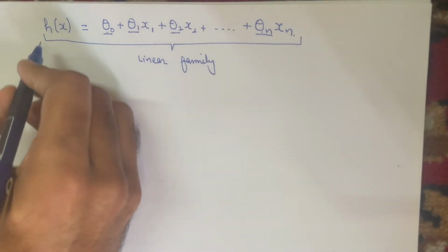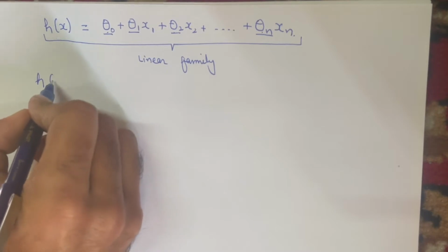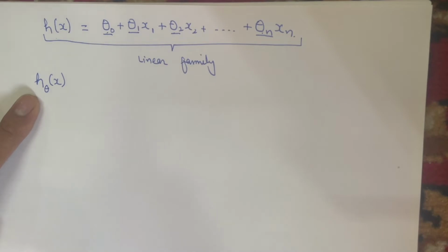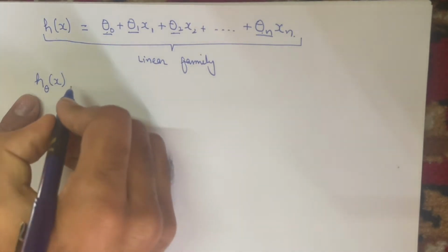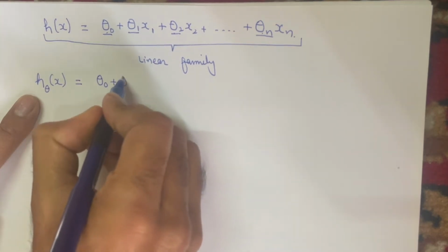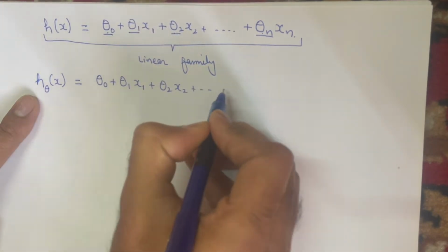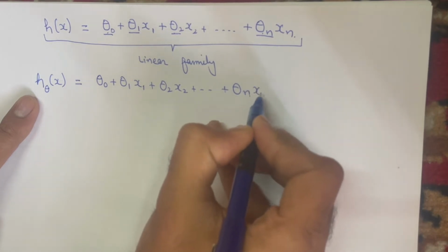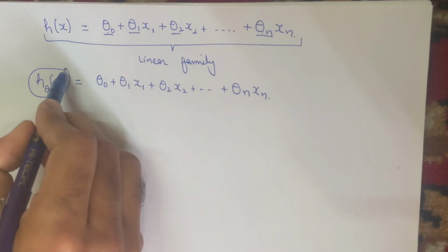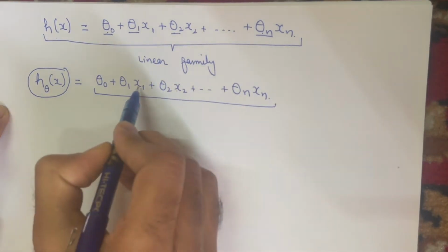Okay, so this particular equation hypothesis is also written as h theta x. H theta x means that the parameters of this equation are theta. Okay, so h theta x is equal to theta 0 plus theta 1 x1 plus theta 2 x2 plus dash dash dash plus theta n xn. So that means we have assumed that this is a hypothesis function that captures the relationship between the input and the output.